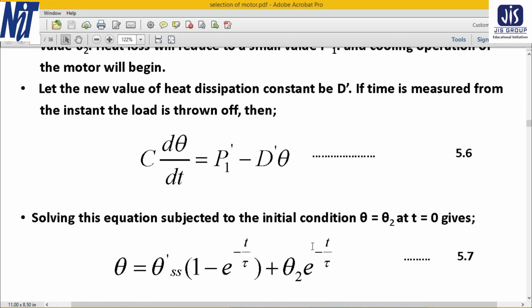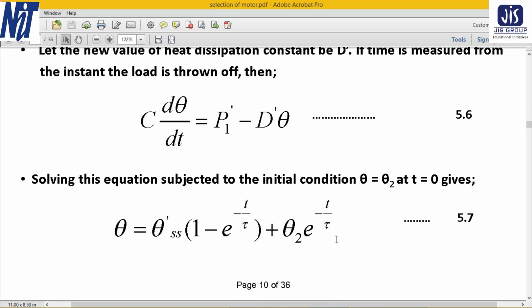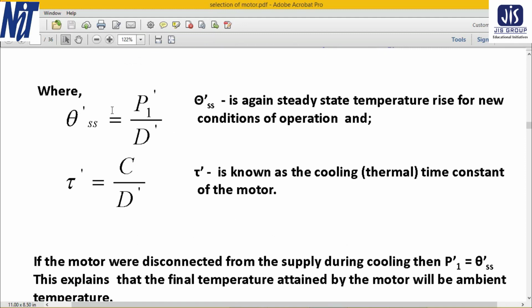So again, if we solve the equation as we did for θ1, θ will become θss'(1 - e^(-t/τ')) + θ2 e^(-t/τ'), where θss' is P1'/D' and τ' is C/D'. Now this θss' is again the steady state temperature for the new operating condition. Previously it was heating, now it is cooling.